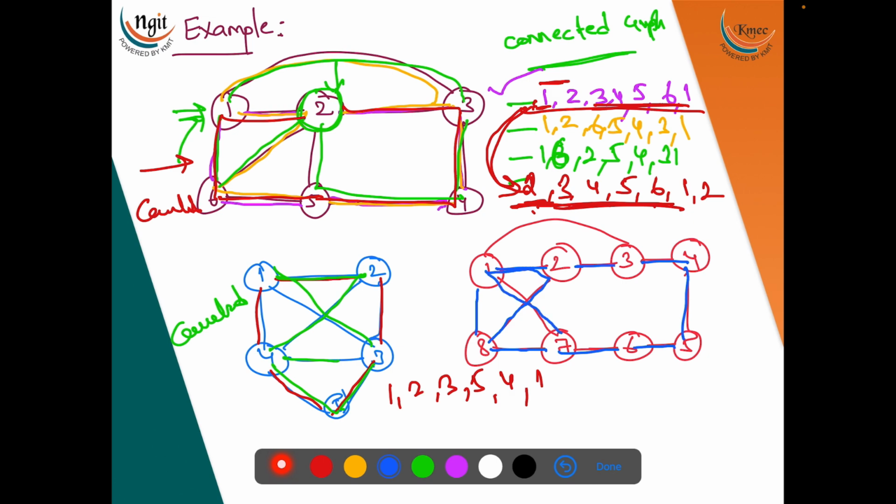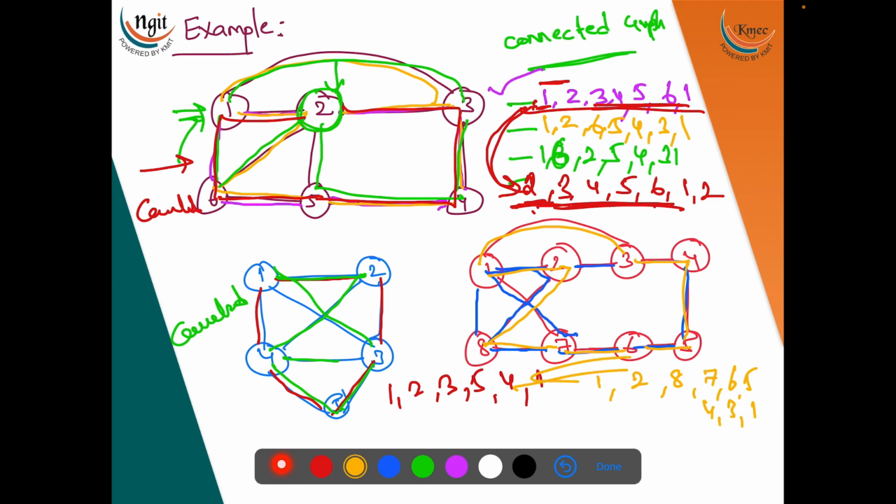1 to 7. Let's see whether it is correct or not. Otherwise, we'll take this one. 1 to 2, 2 to 8, 8 to 7, 7 to 6, 6 to 5, 5 to 4, 4 to 3 and 3 to 1. Now this is a possible path. That is the path 1, 2, 8, 7, 6, 5, 4, 3, 1. So this also can generate a Hamiltonian cycle.